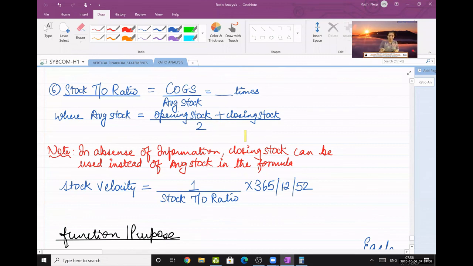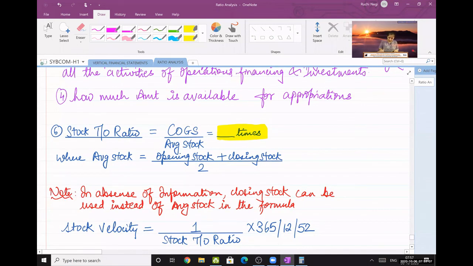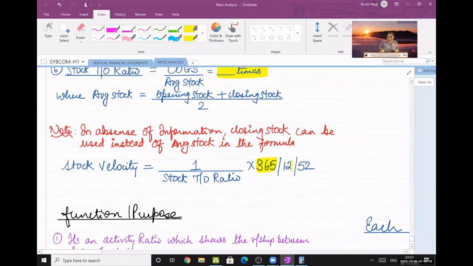of times, frequency. And stock velocity also we have done earlier. 1 upon stock turnover into, if I want my answer in days, then multiply with 365. If I want my answer in months, then multiply with 12. If I want my answer in weeks, then multiply with 52.